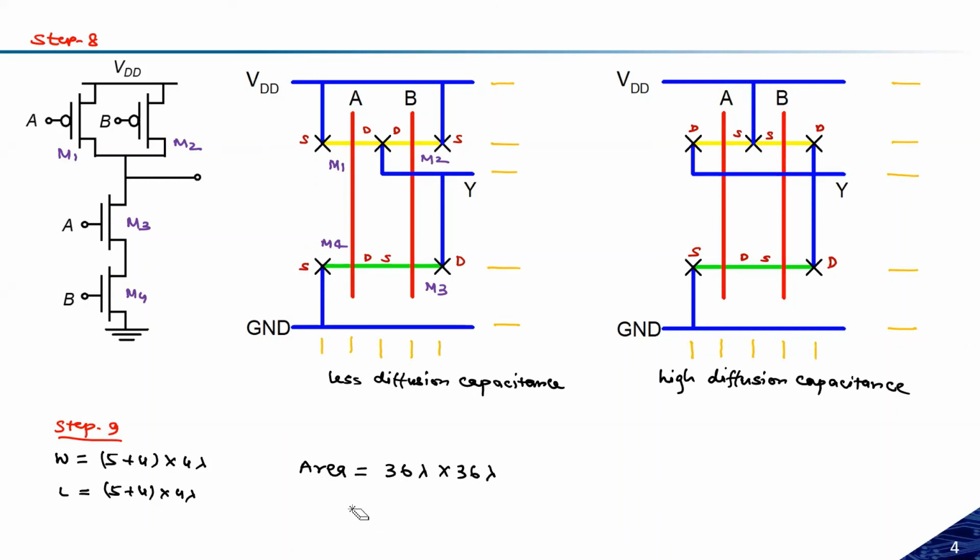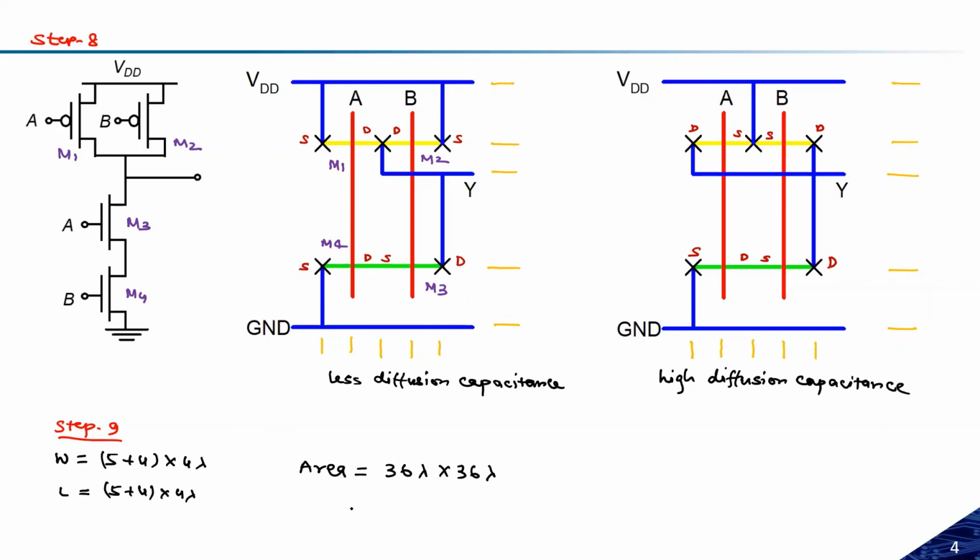For any particular technology, you can also calculate in terms of lambda. So this is what the NAND gate is. Tomorrow we will discuss the NOR configuration, not tomorrow, in the next week. And we will try to see how the NOR configuration is different from the NAND one.